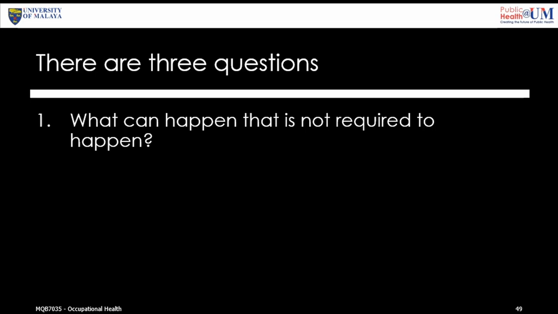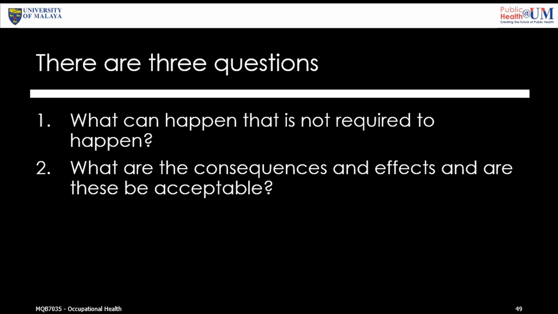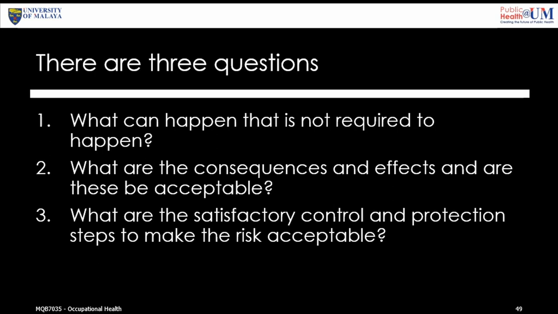So basically, you always ask three questions. What can happen that is not supposed to happen? Is that such a thing? Then you ask, what are the consequences if that thing happened? Is it acceptable? Then you ask, is there a satisfactory control measure or protection step that I can take to make the thing acceptable? All right. So COVID-19 happened.